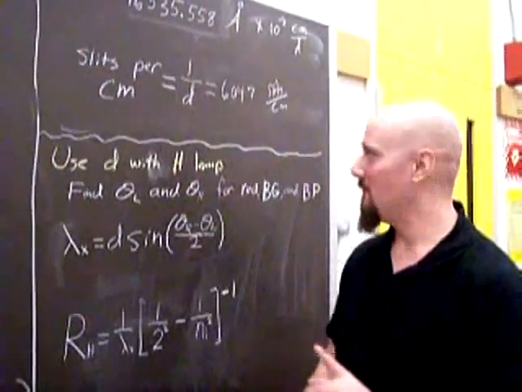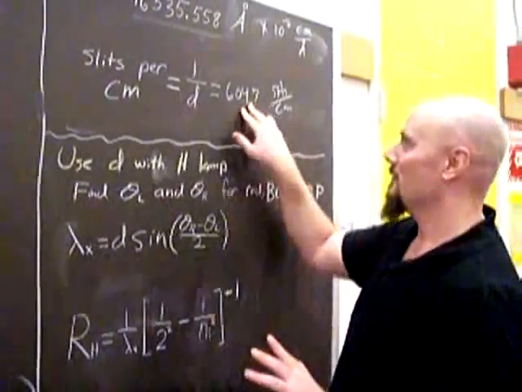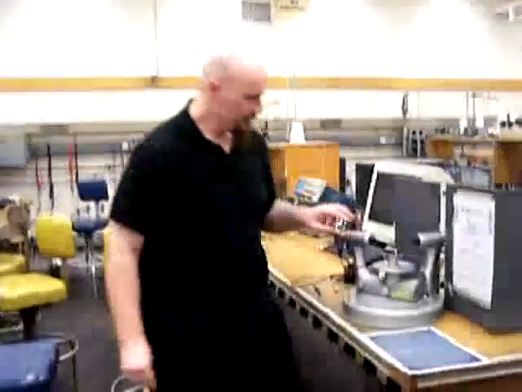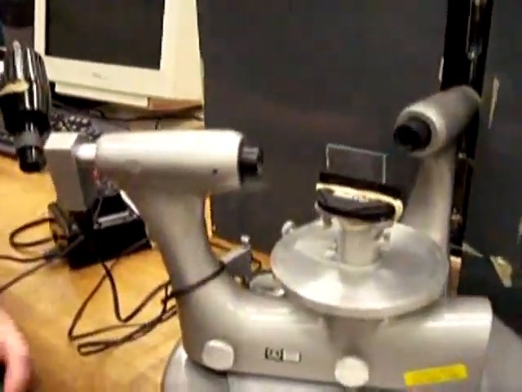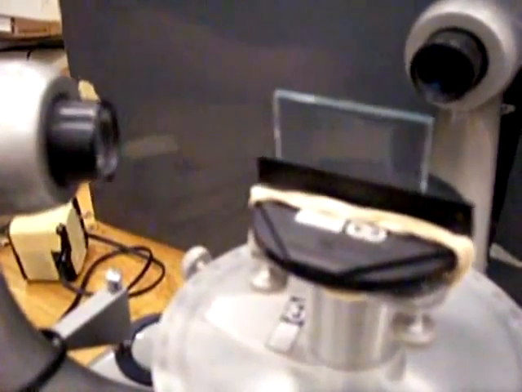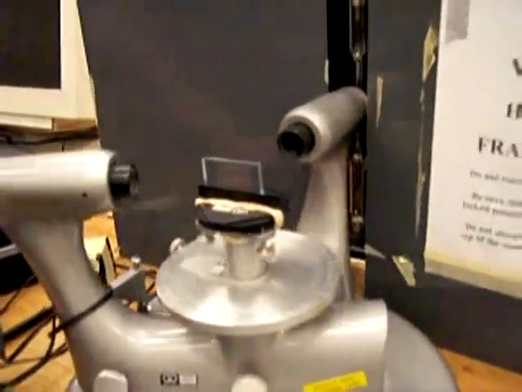We have to pause for a moment. We have to acknowledge a moment of awesomeness here. Look at this, about 6,000. Come here. Look at that diffraction grating. Oh, look at that. Get a good look. There are 6,000 slits per 1 centimeter. That's remarkable. Okay, that concludes the moment of awesomeness.